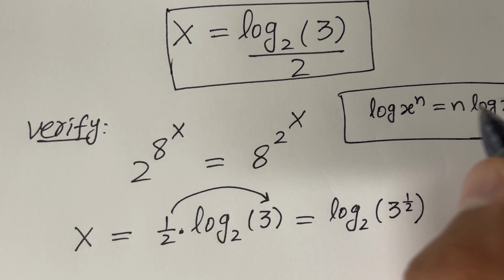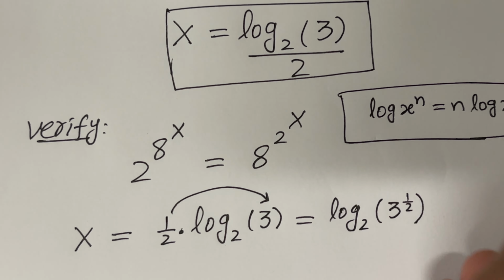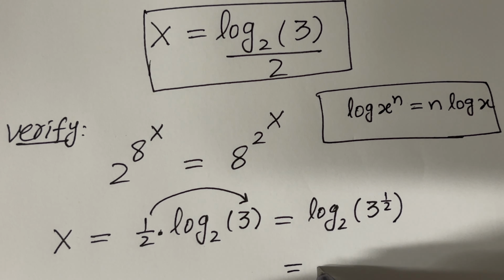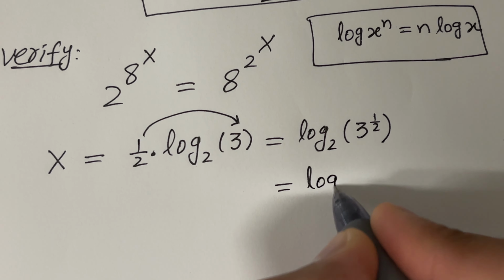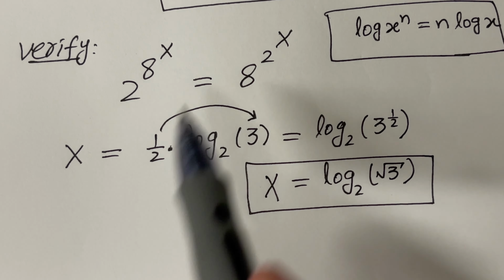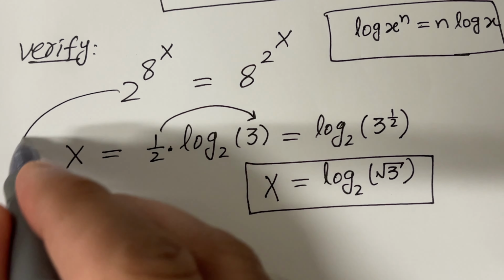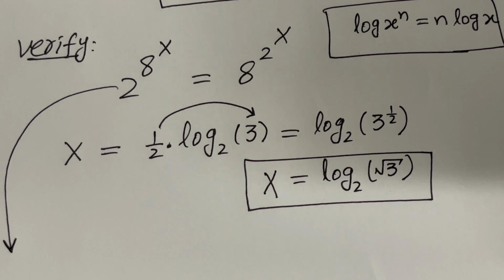Since this is an equality, you can move in either direction, and this is then equal to log base 2 of square root of 3. So this is another equivalent representation of x, and this will help us to verify the given equation. Okay, now let's write the left hand side of this given equation.